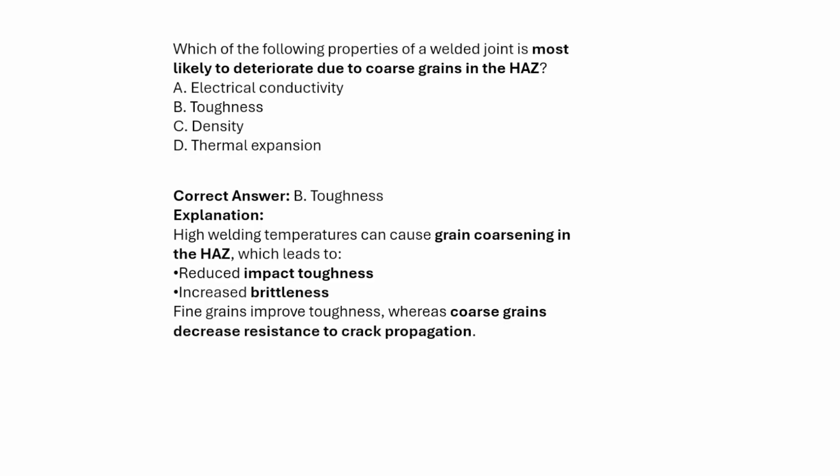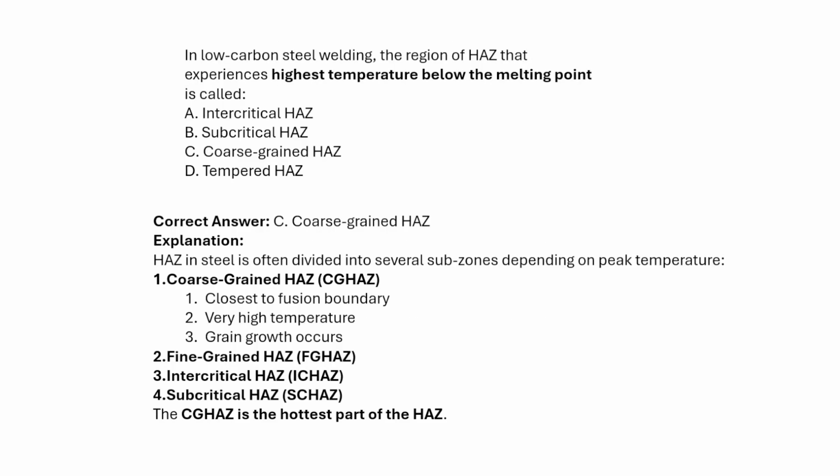Why is that? High welding temperature can cause grain coarsening in the HAZ, which leads to reduced impact toughness and increased brittleness. Finer grains improve the toughness, whereas coarser grains decrease the resistance to crack propagation.